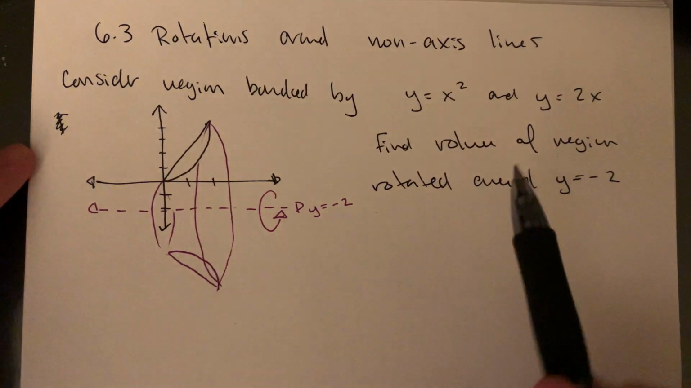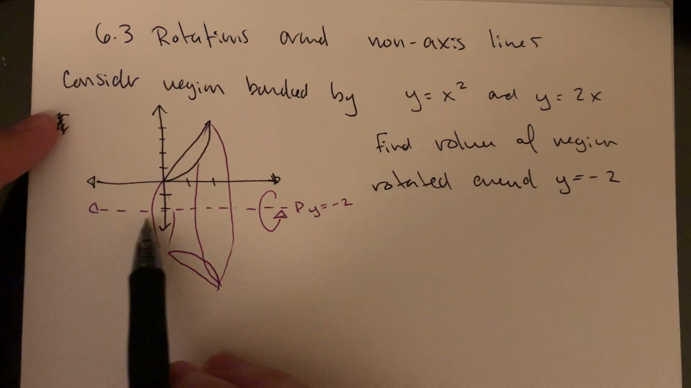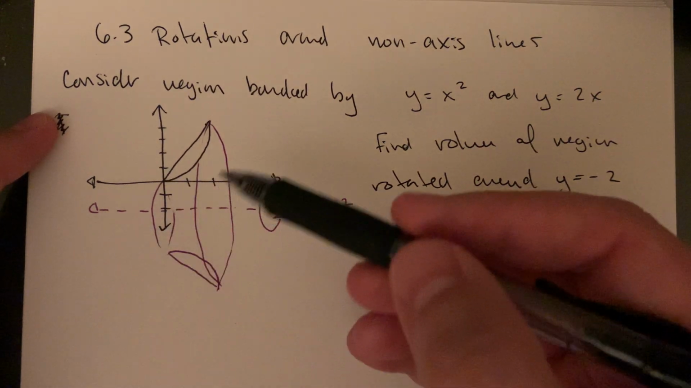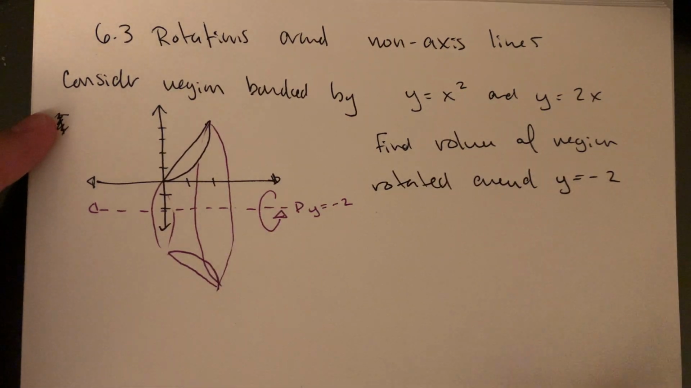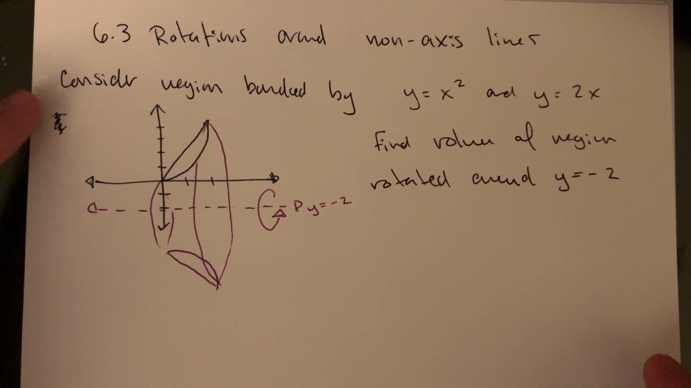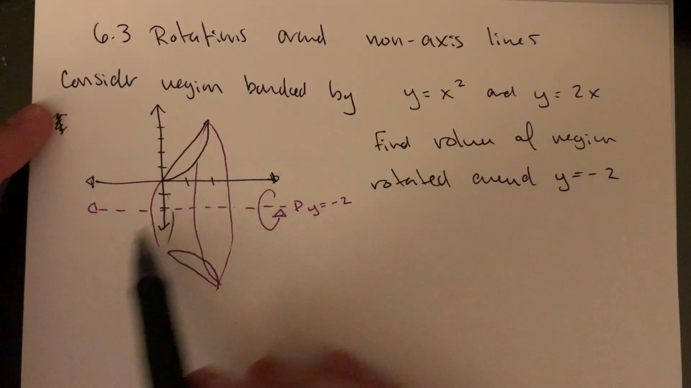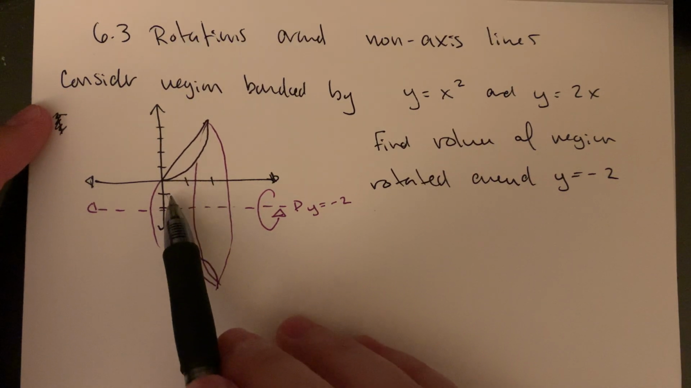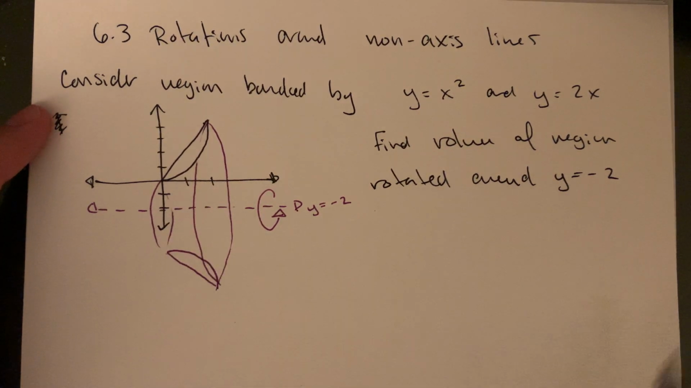So I have that sort of picture drawn. Y equals minus 2, right? Horizontal line, so 2 under the axis. So I'm taking this region, and what's happening is I'm sort of rotating everything, not just around the axis, but now it's rotating around y equals minus 2. So the rotation is sort of shifted down by 2.